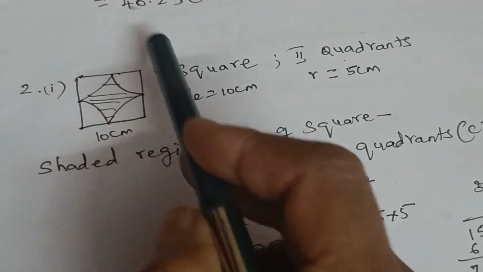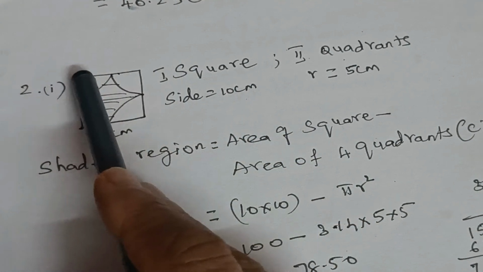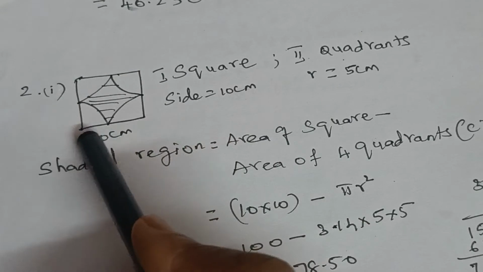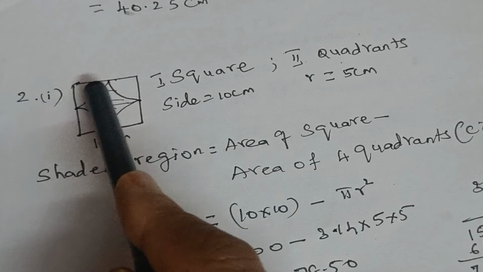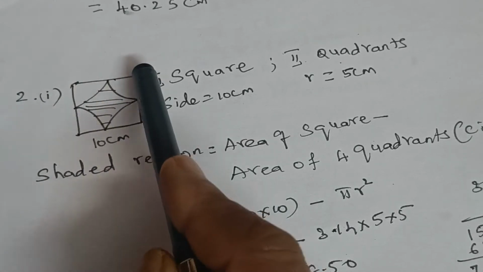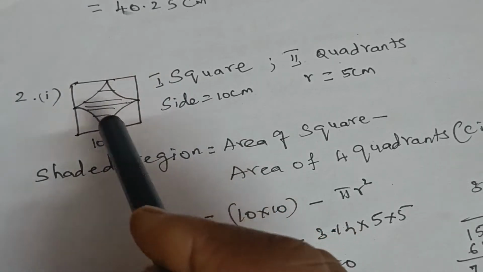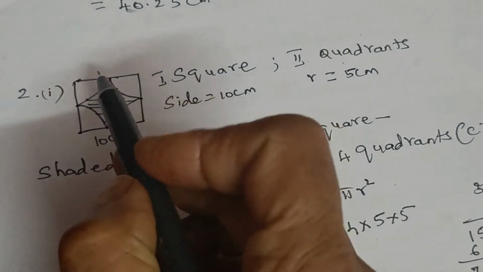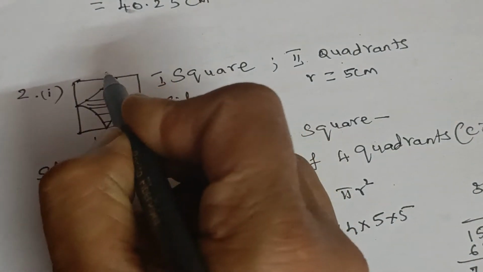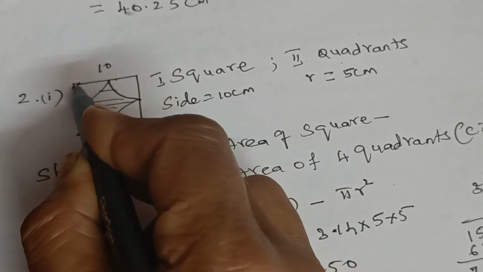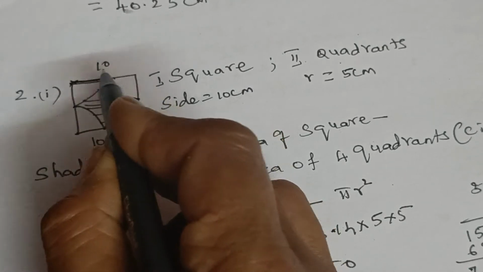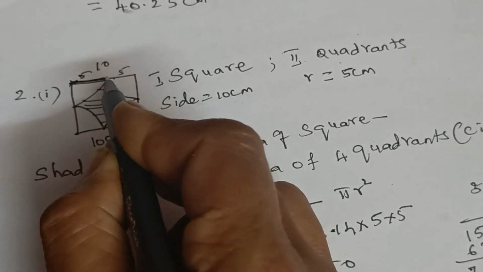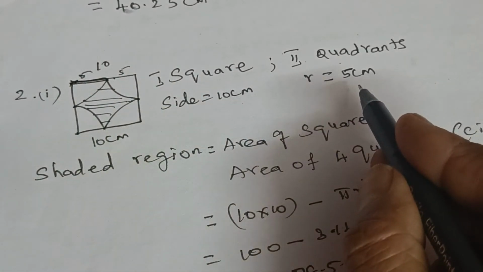Now let us take the first one. We are given a square and 4 quadrants. The outside is a square, and what is the side of the square given? 10 centimeter. And the second figure is quadrants. All 4 corners are quadrants. And what is the radius of the quadrant? See, this full side of the square is 10, so this is 5 and this is 5. So the radius of the quadrant, R, is 5 centimeter.